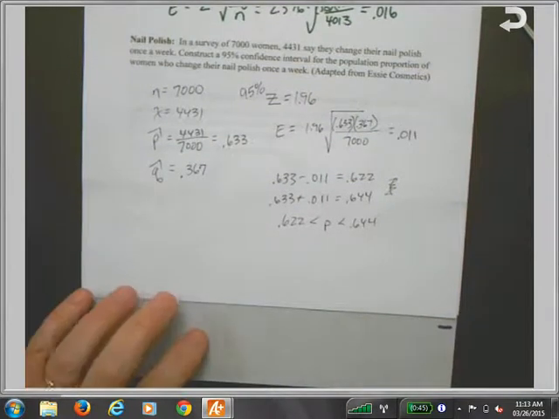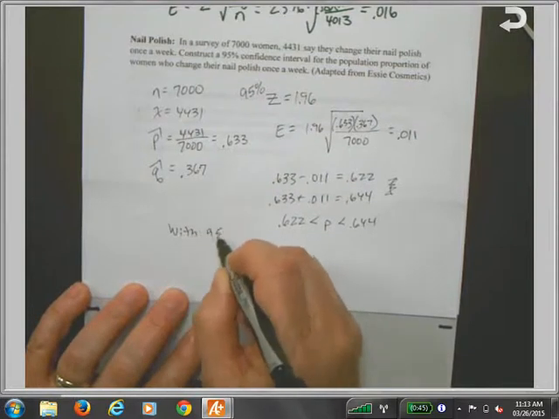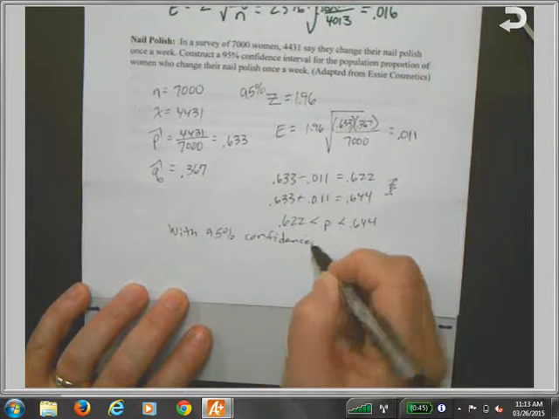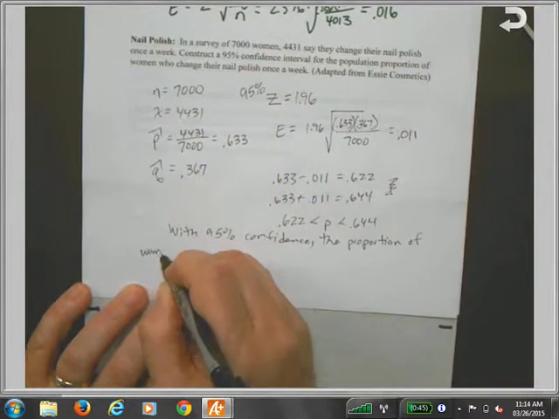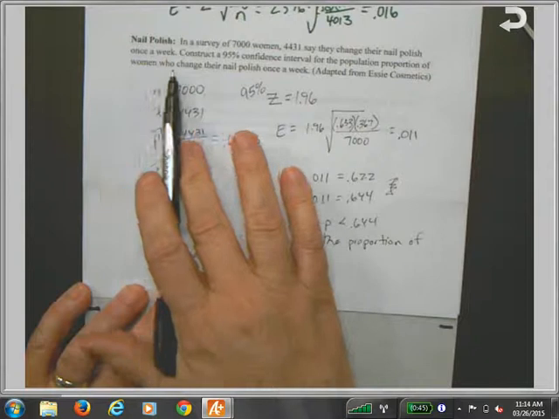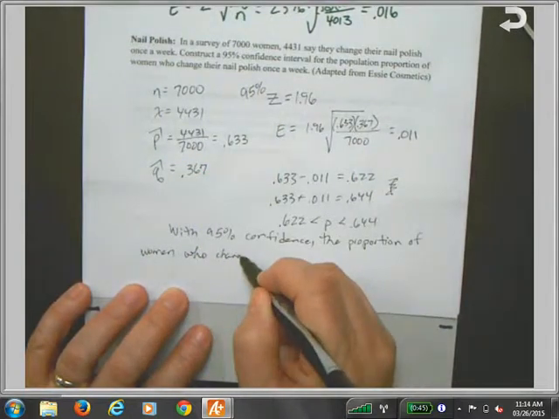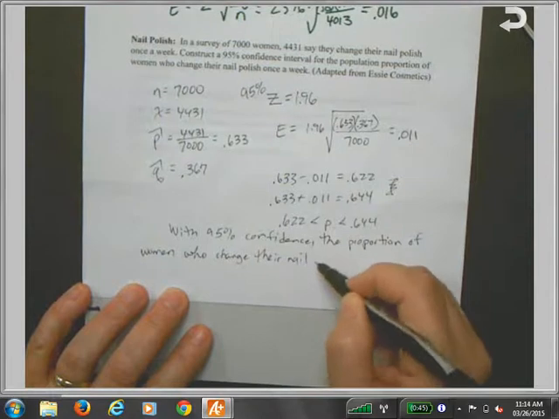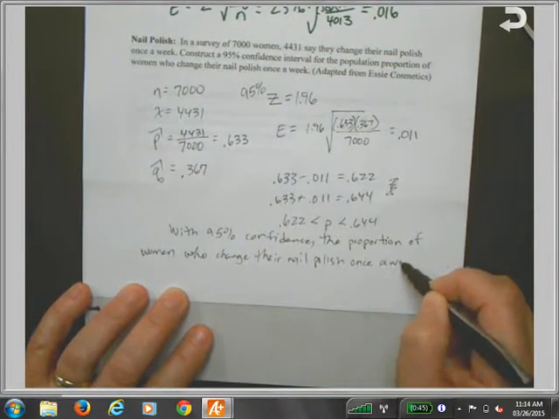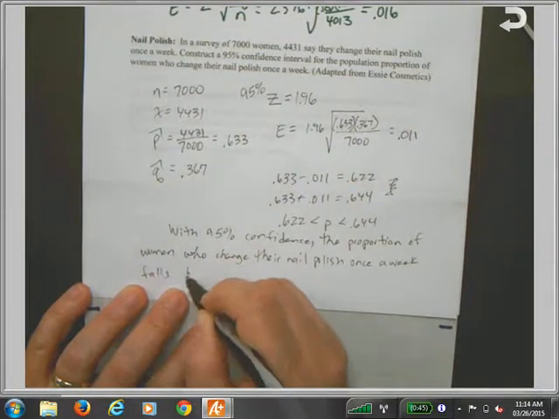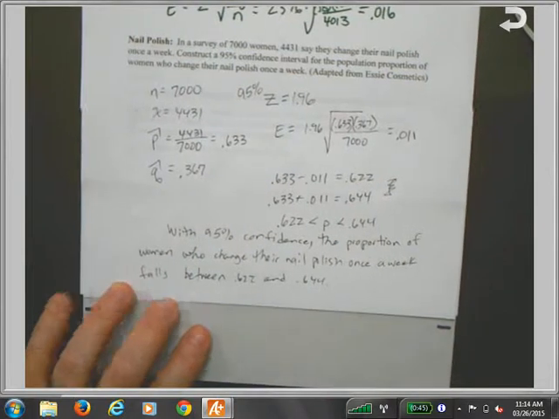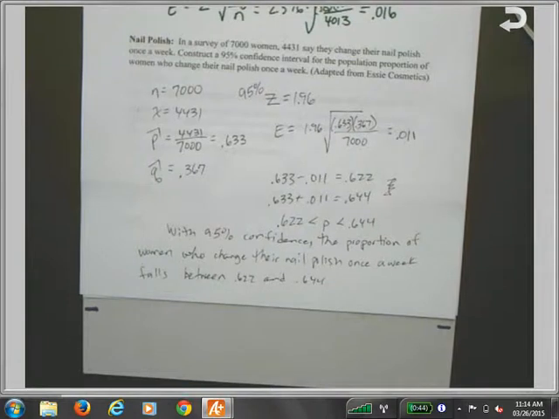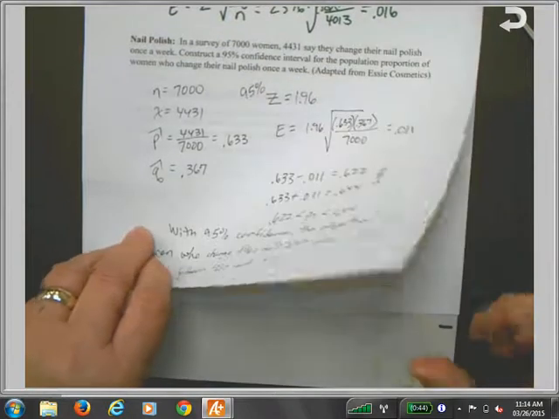So the interpretation here will be with 95% confidence, the proportion of women who, let me take it right out of the problem, change their nail polish once a week, falls between 0.622 and 0.644, or about 62% and 64%.